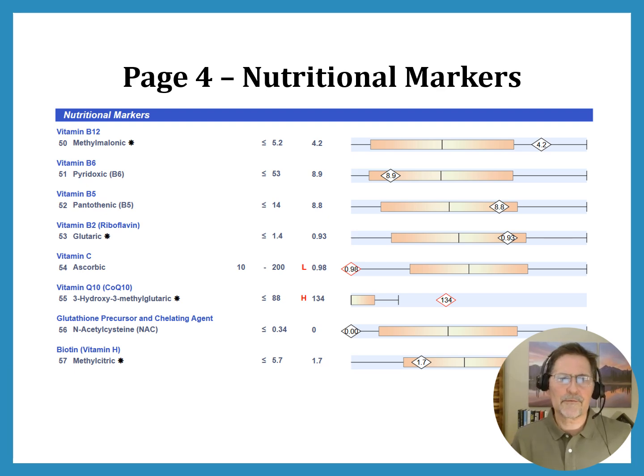And then there are a number of nutritional markers on the organic acid test. I'm just going to focus on one, and that is the elevated marker you see for marker 55. That's called 3-hydroxy-3-methylglutaric. And you'll notice the marker is elevated at 134. It has an asterisk next to it. The asterisk indicates that the marker itself is an indirect reflection of CoQ10 deficiency. So this individual has a CoQ10 deficiency.